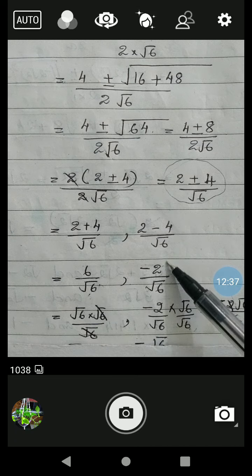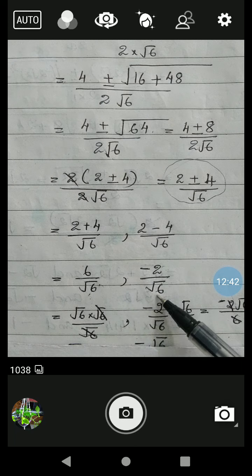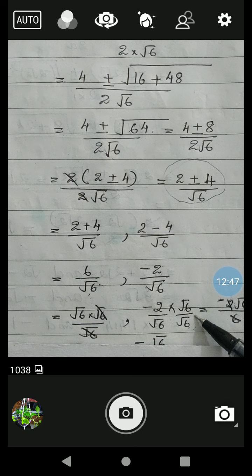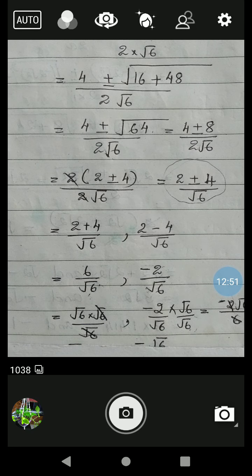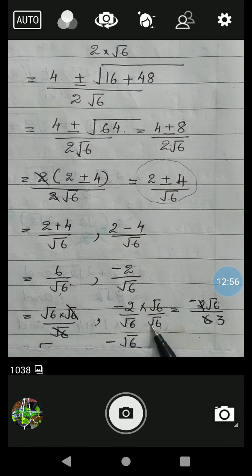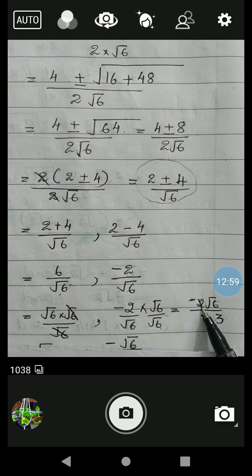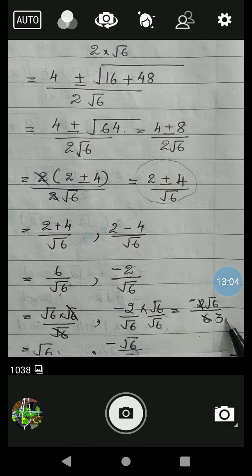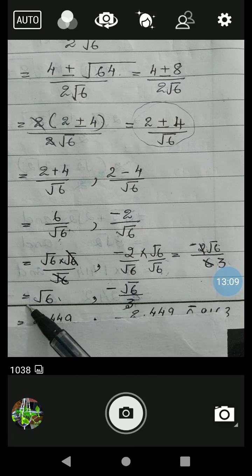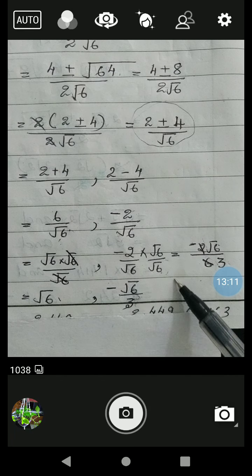You can rationalize the denominator. In standard 9, we have learned that. So, multiply numerator and denominator by root 6. You can see the step here. Then, the answer is minus 2 root 6 divided by root 6 into root 6, 6. Cancel this 2, minus 2 and 6. You will get minus root 6 by 3. Okay. Here one value is root 6 and the other value is minus root 6 by 3.